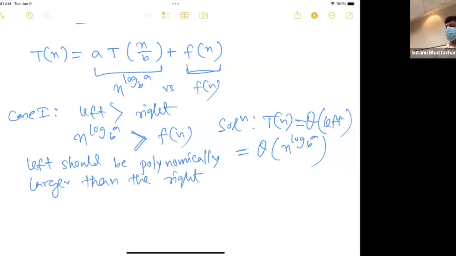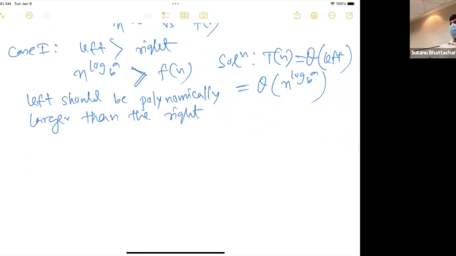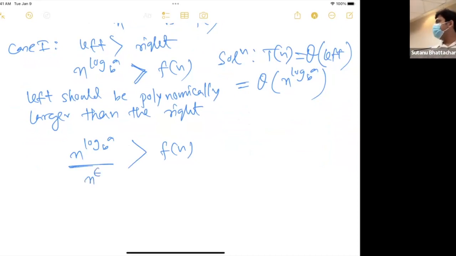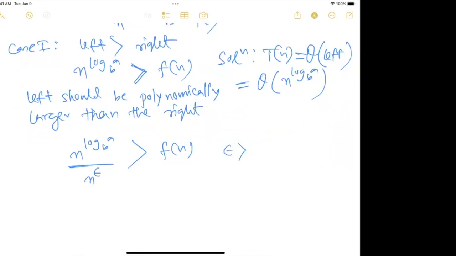What does that mean? That means left is so large, n^(log_b a) versus f(n), that if you divide the left by a polynomial term, it is still larger than your right. So it is so large. Did you get it? And epsilon is greater than 0 here. Okay? Are you with me?